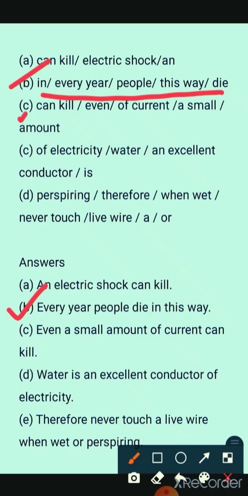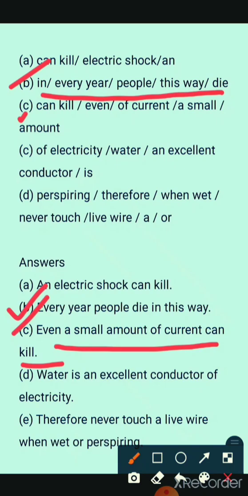Next, "can kill even of current a small amount." Number C. Even a small amount of current can kill. This makes the sentence syntactically correct. So that is why the sentence must be written in this way.